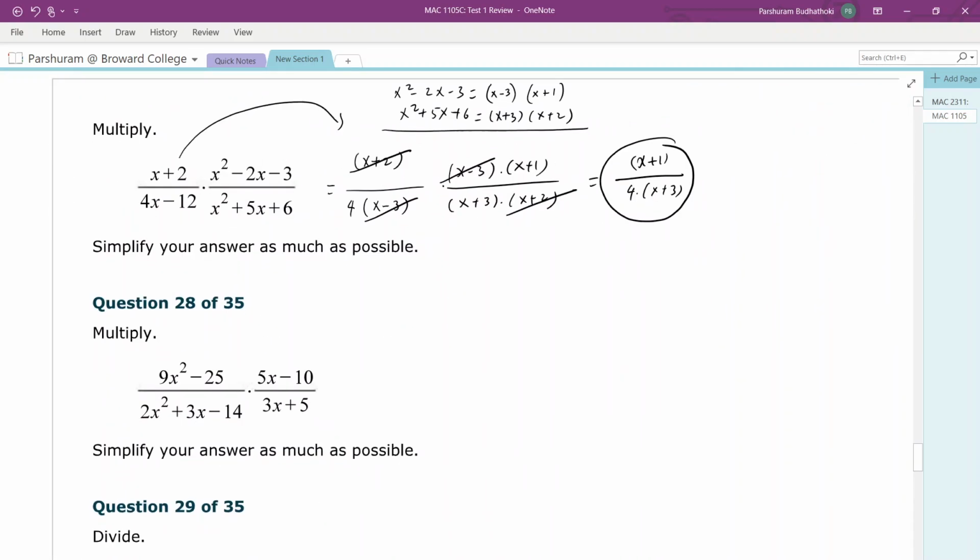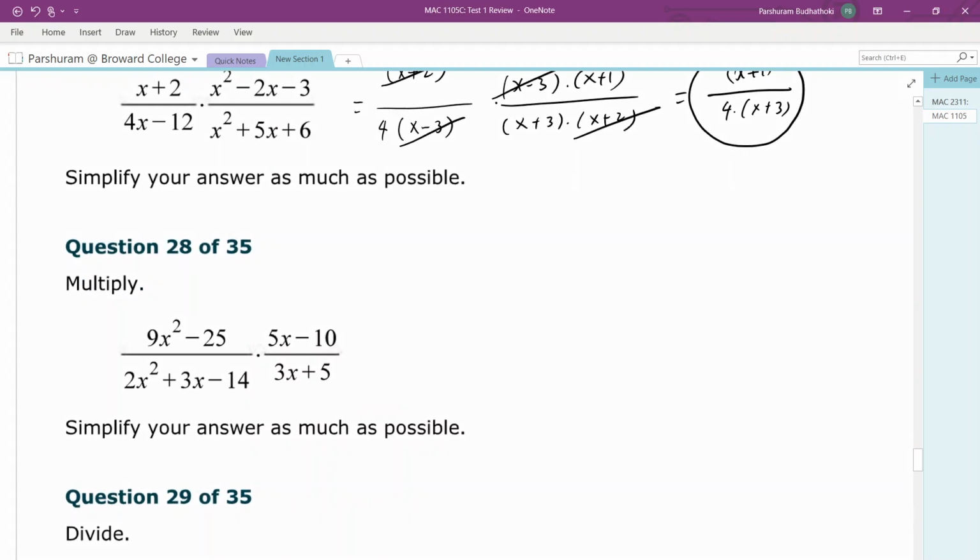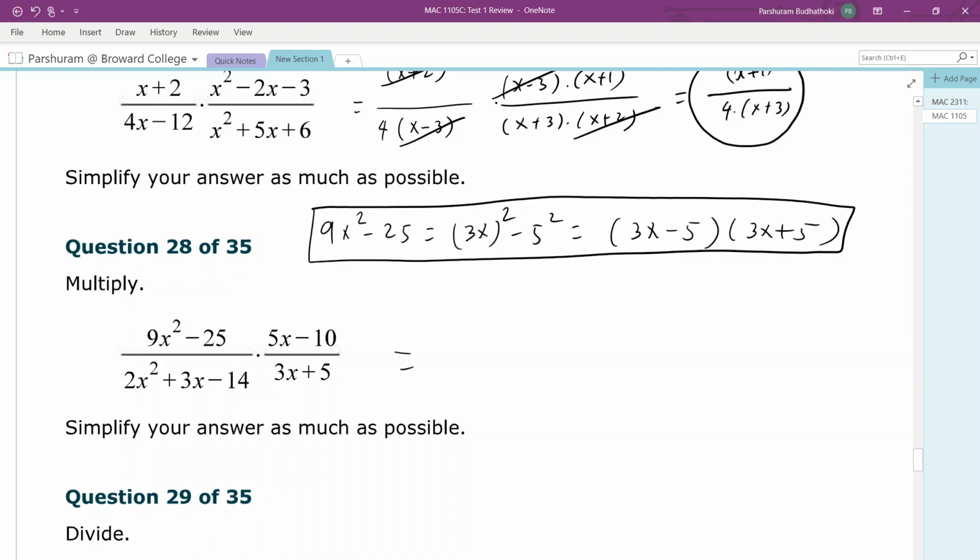Let's go to problem 28. Once again, it's a multiplication of rational expressions, so we need to find the factors on the top and bottom. So for the first expression, there is a 9x squared minus 25, which can be written as 3x squared minus 5 squared, which is actually 3x minus 5 and 3x plus 5. So these are the factors for 9x squared minus 25. So it's 3x minus 5 times 3x plus 5.